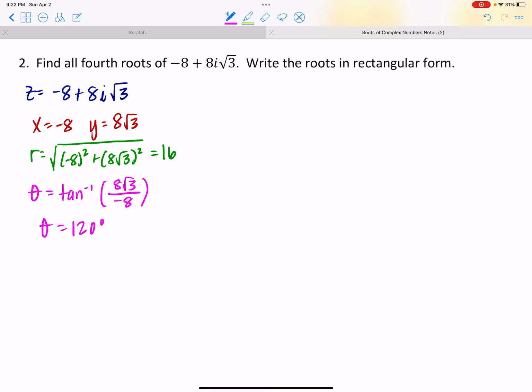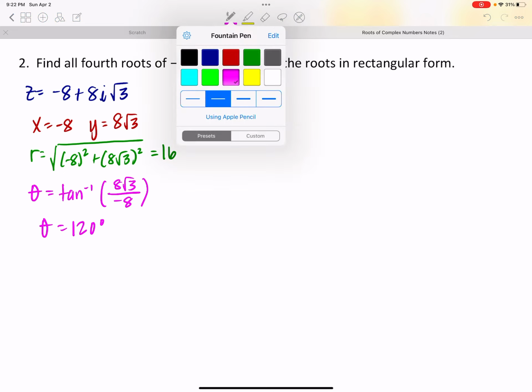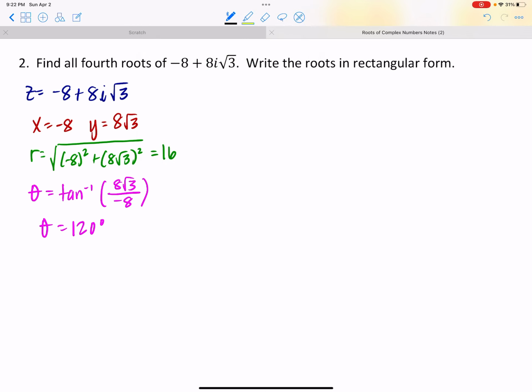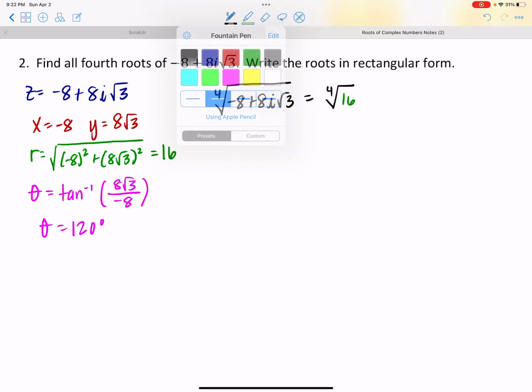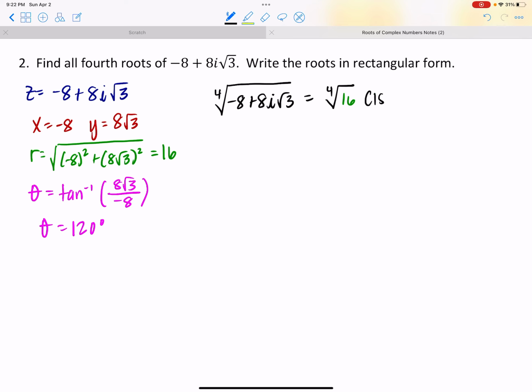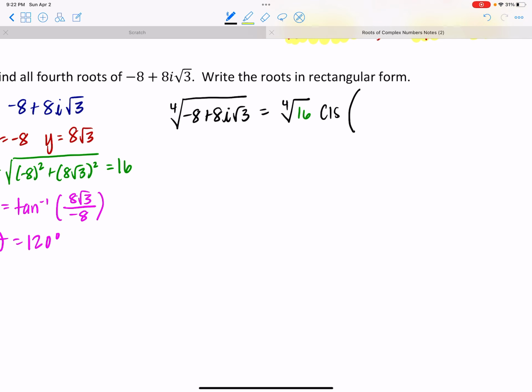Okay, so now I think we have all the information we need to plug into our formula. The formula says if we're going to take the nth root of z, in this case the 4th root of z, which is a negative 8 plus 8i radical 3, it's going to be equal to the 4th root of our radius, which we found was 16, and then we're going to multiply that by cis of our angle, 120 degrees.